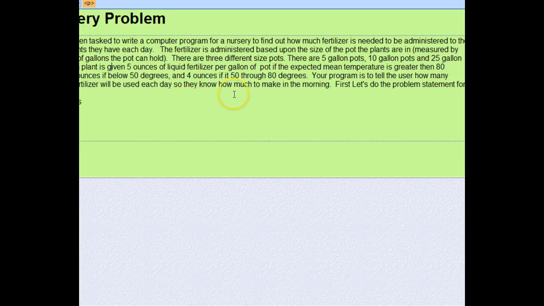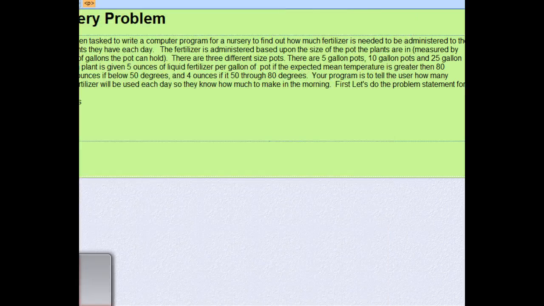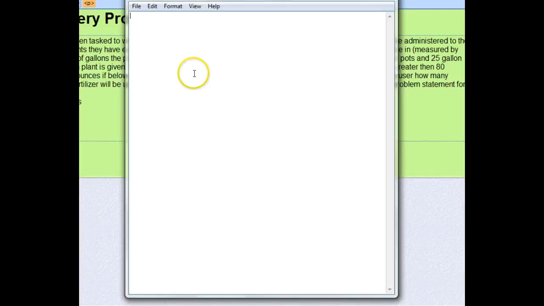So the first thing we want to find out is what our output is. So we want to go ahead and open up a notepad file, and we want to put in our assumptions, our input, calculations, and our output. And all they want out is the total ounces. All right, so that's it.